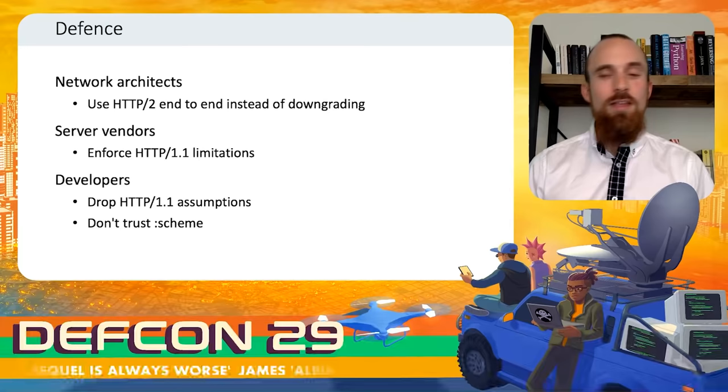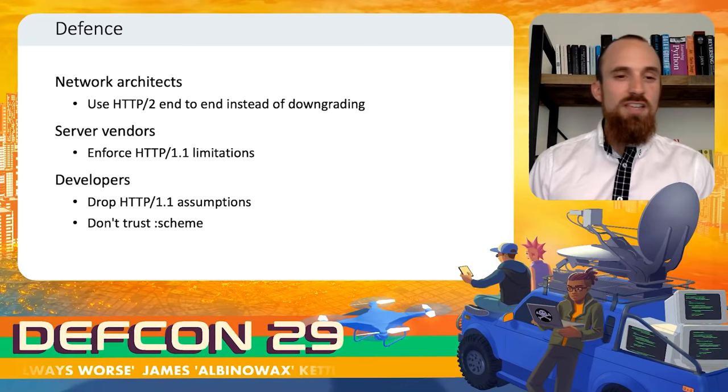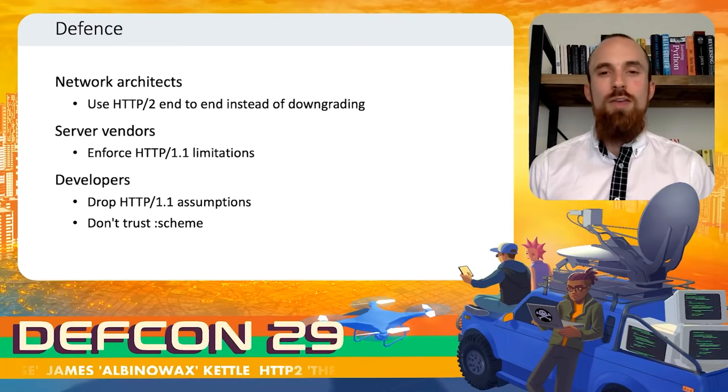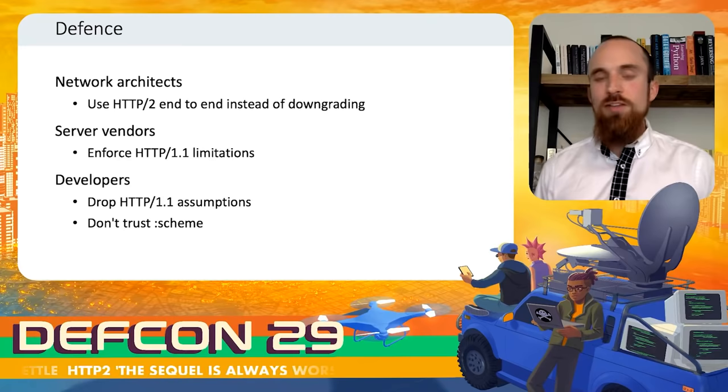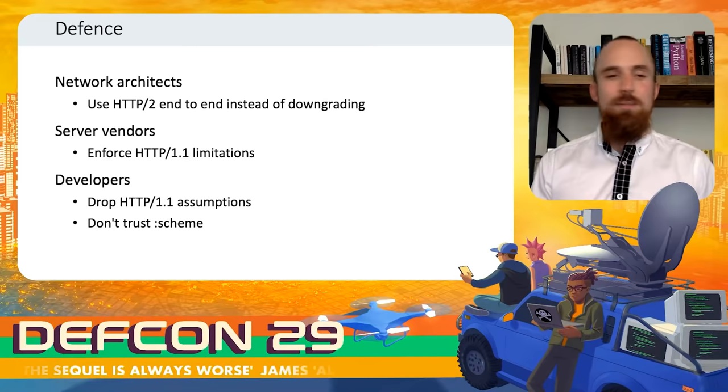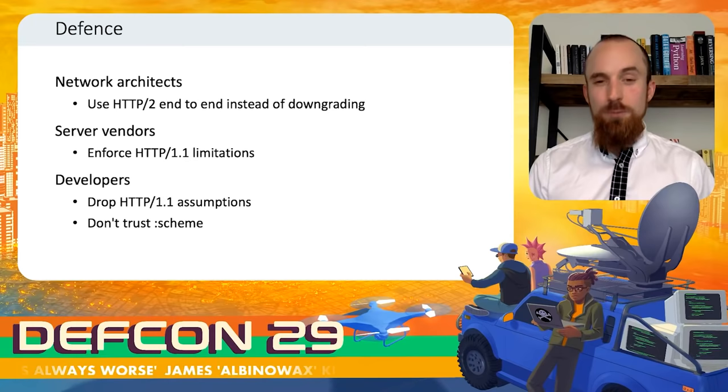If you're a server vendor, please respect the RFC and enforce the HTTP 1.1 limitations about what characters you can put in what positions. And as a developer, I think probably you just need to drop assumptions that used to be safe to make in HTTP 1.1. Like, don't assume that the request method doesn't have spaces in it. Don't assume that the scheme is at all trustworthy. Why don't you just look at the actual scheme the request is using, if possible, or use a whitelist if not?